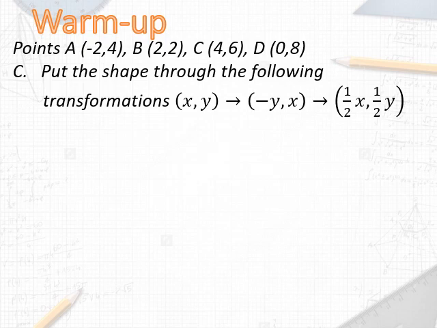Part C. Put the shape through the transformation. I wrote down our coordinates so that we can use those again. Remember how this works. X, Y is your original point. We put it through this transformation. Can you guys remember what this transformation is? So you've got a negative y, x. What type of transformation was that? So hopefully you're remembering that is a rotation of 90 degrees.